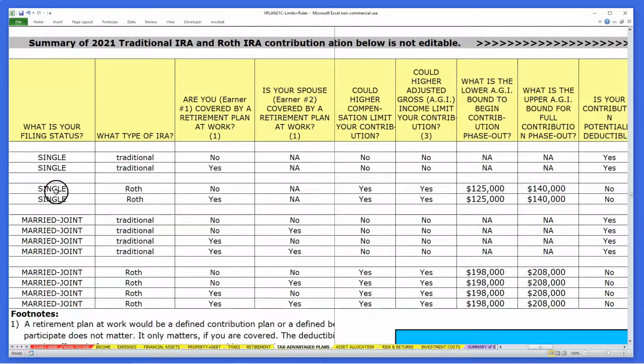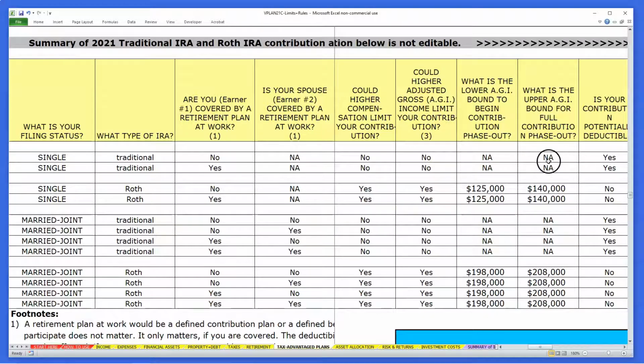But for example, for single people here, if your adjusted gross income exceeds 125,000, then between 125,000 and 140,000, this is where your ability to actually make the contribution to a Roth IRA begins to phase out. And if your adjusted gross income is above 140,000, you simply cannot make a contribution to a Roth IRA.